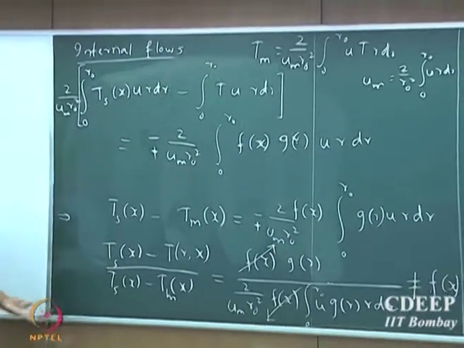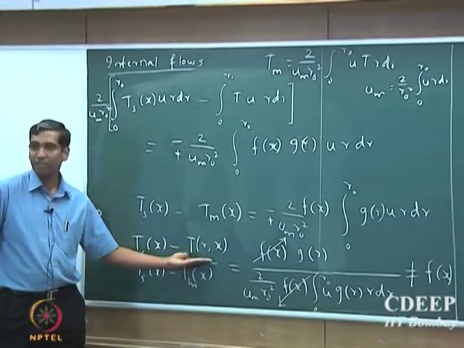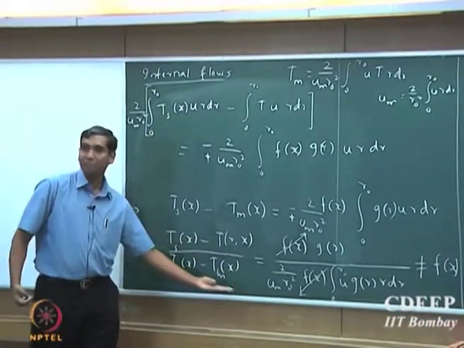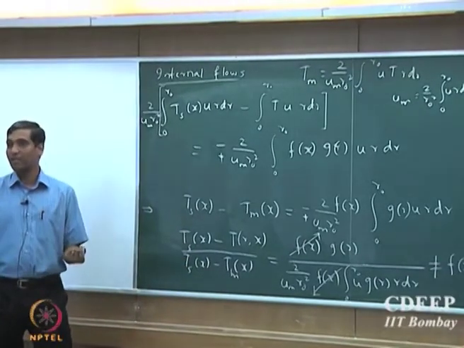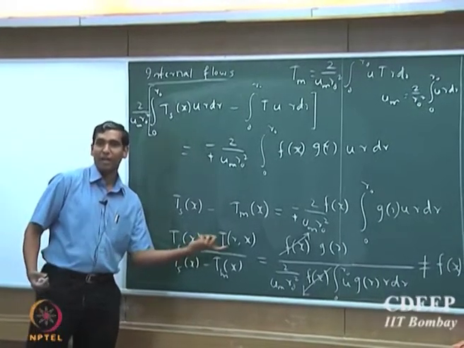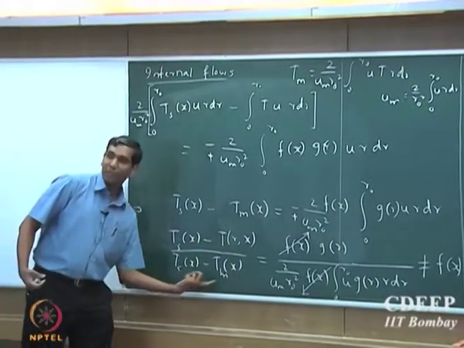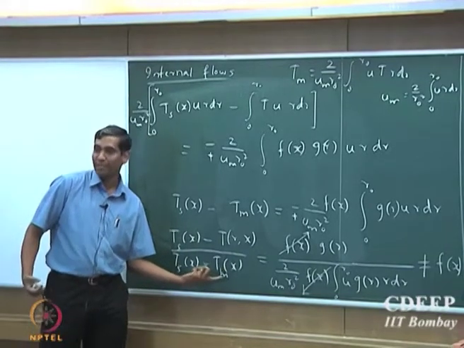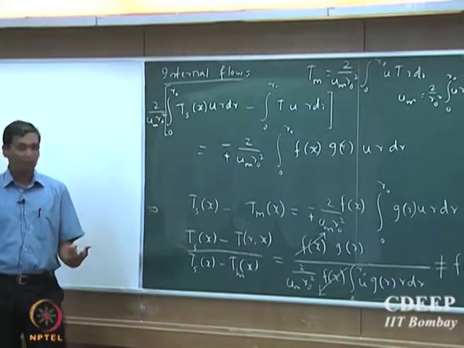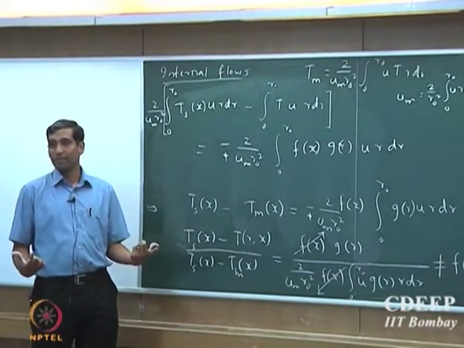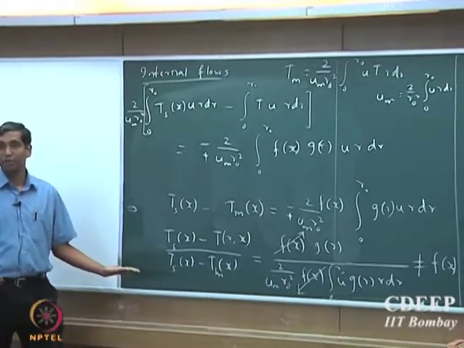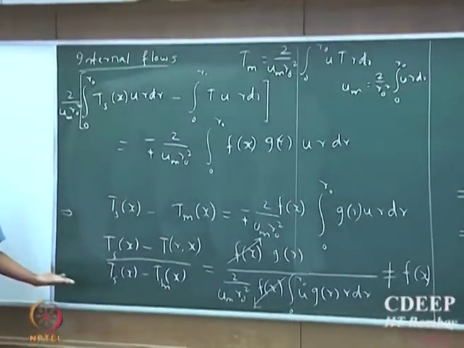What it means to say similar profile is that the profile that you will get for Ts minus T and that for Ts minus Tm would be exactly the same in the x direction. The profile for the difference between the surface temperature and the local temperature, and the difference between the surface temperature and the mixing cup temperature, that ratio will be the same at any location in the fully developed regime. So this ratio is not a function of the axial position. That's an important result.